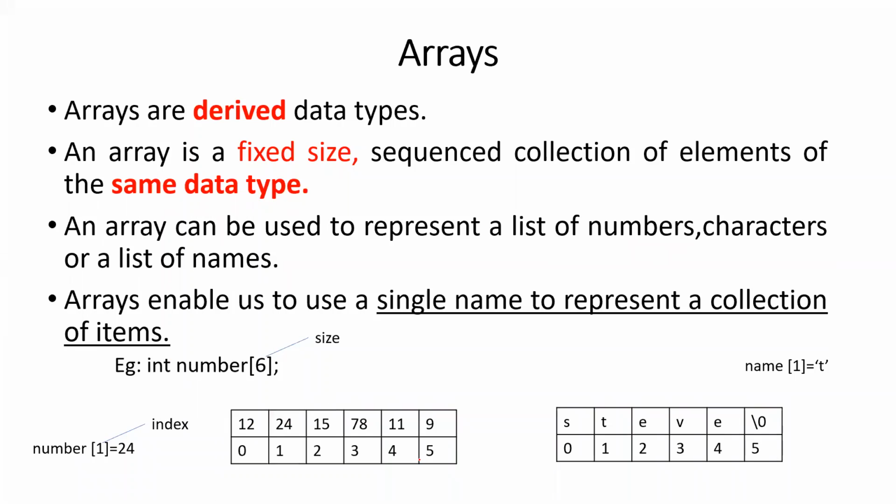Either it should be used for storing numbers. So if I am planning only to store numbers, I should be declaring it as an integer. Got it? If I am going to have a fraction part, then I should be declaring it as a float array. If I am going to store only characters, I should be declaring it as a character array. Got it? So these are the differences.